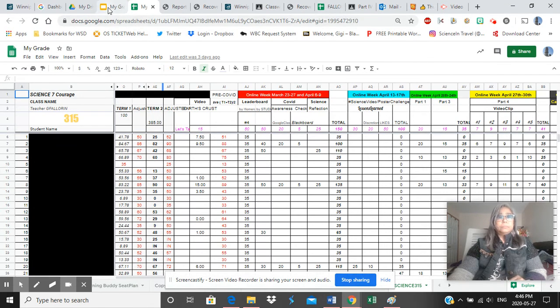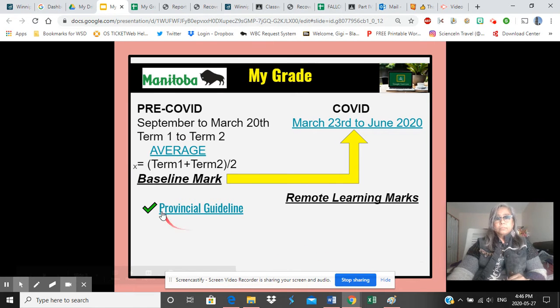So if you decided, or maybe it is really not in your hands, you were unable to do the online assignments, then that's what you're going to see in your report card, an average of term one and term two. But let's say you did little, some, or most of the assignments, then we will refer to that as your remote learning marks. And that would be turned in assignments from March 23rd to June of this year, right?